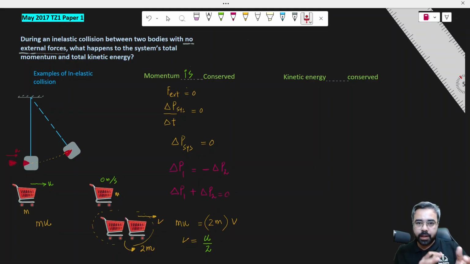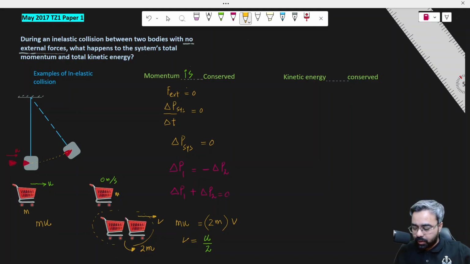When the forces are equal in magnitude and opposite in direction, their changes of momentum will also be equal. So it means the momentum is conserved. Now let's quickly derive the result: is the kinetic energy conserved or not?